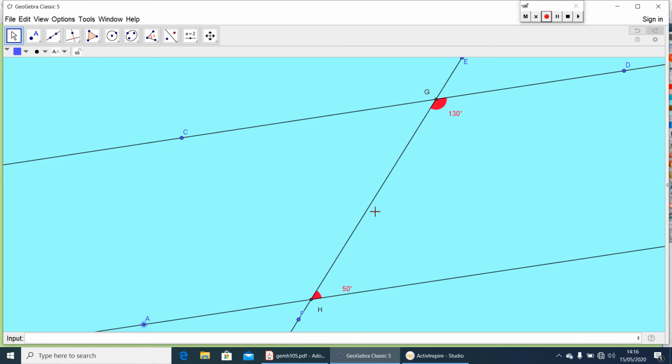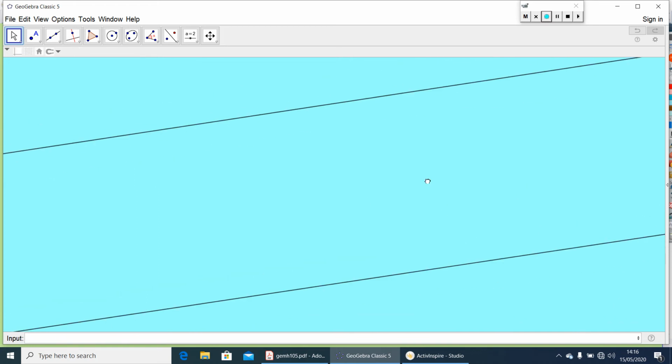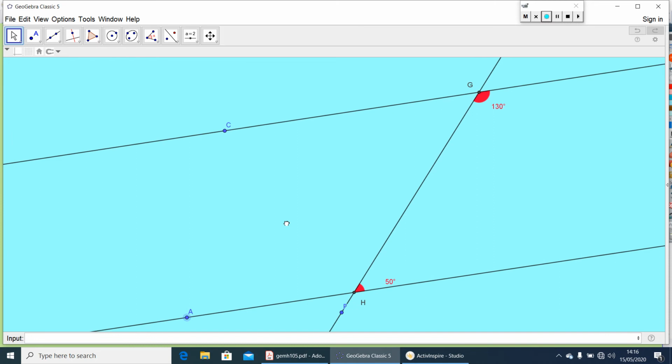What is the sum of these two angles? 130 plus 50, 180 degree. Now if it is 180 degree, what about the lines? You can see these lines are parallel. That means if the interior angles on the same side of the transversal are supplementary, or the sum of those angles is equal to 180 degree, then also the lines will be parallel.